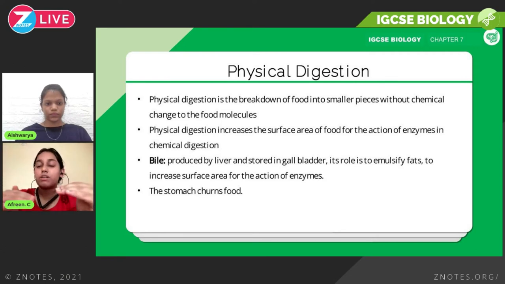And then there's the role of the stomach in physical digestion. A stomach basically churns food. So there's not much that's happening here. Your stomach just churns food, and that's why your stomach is taking part in physical digestion. Also, physical digestion is also called mechanical digestion. So if you see mechanical or physical, try not to get confused, because they're pretty much the same thing. Physical digestion is mechanical digestion.